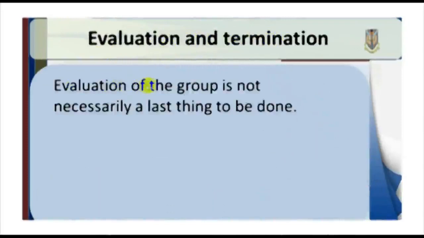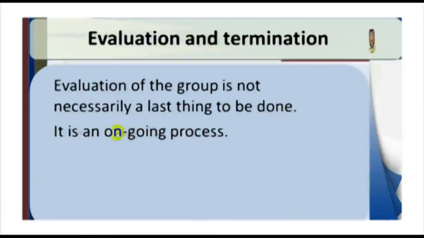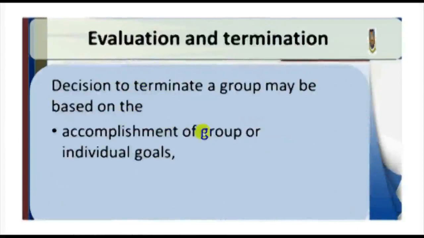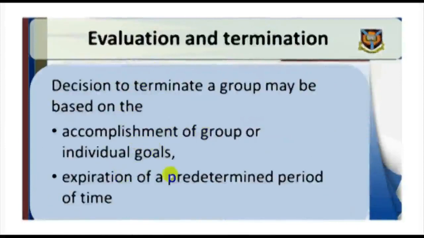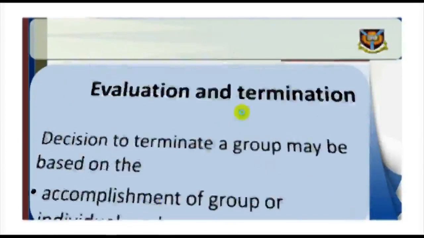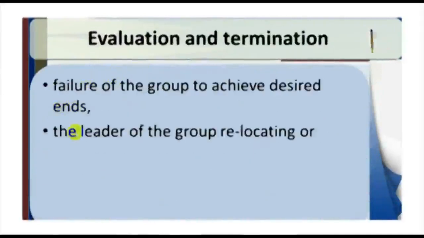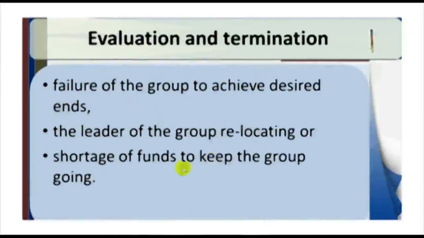Evaluation and termination. Evaluation of the group is not necessarily the last thing to be done. It is an ongoing process. The decision to terminate a group may be based on the accomplishment of group or individual goals, the expiration of a predetermined period of time, the failure of the group to achieve desired ends, the leader of the group relocating, or a shortage of funds to keep the group going.